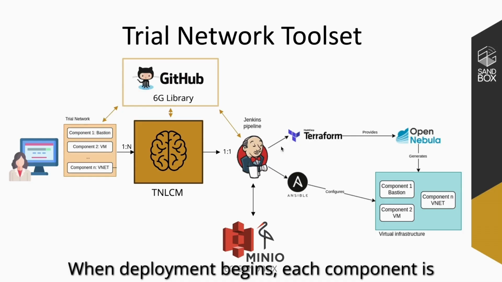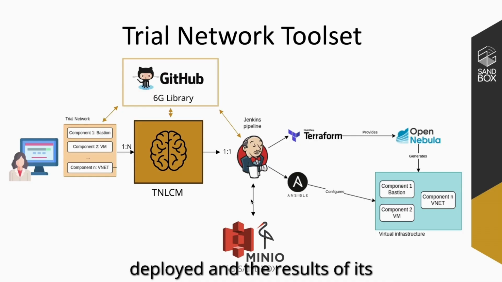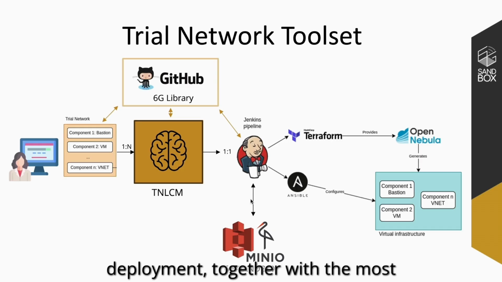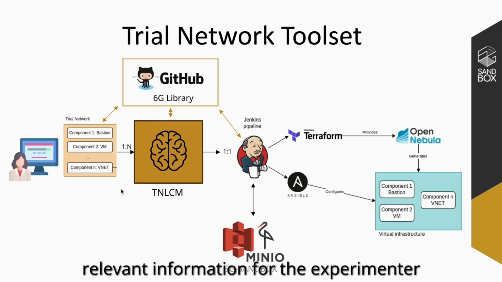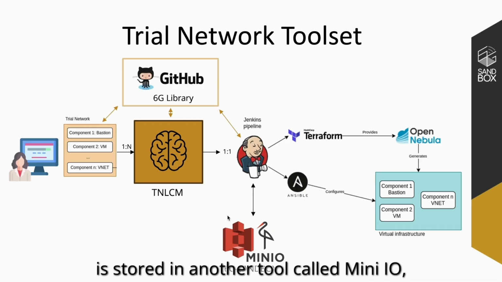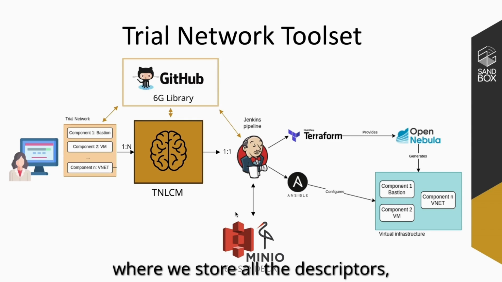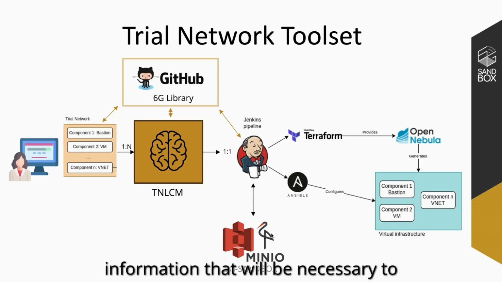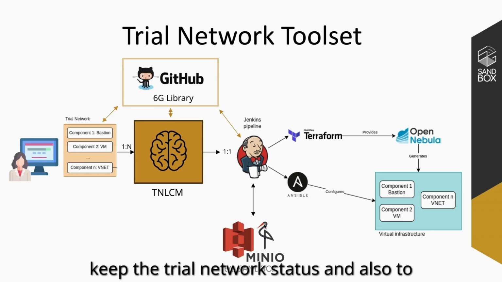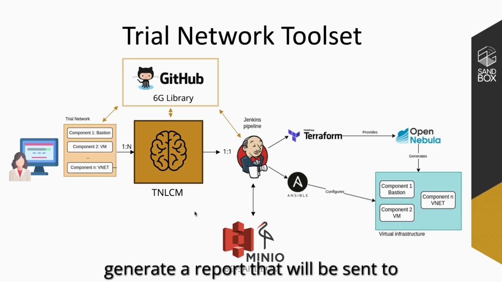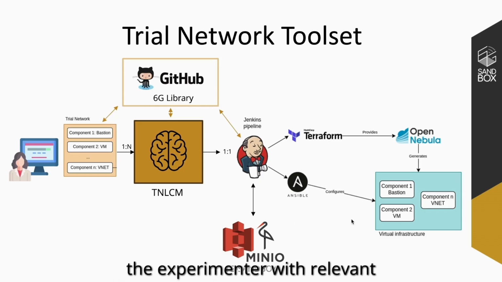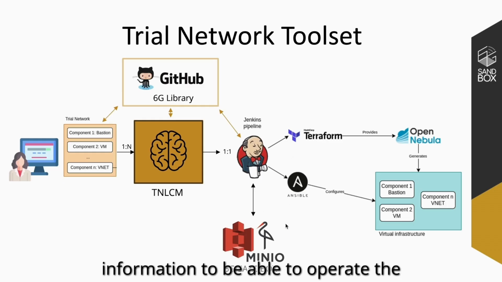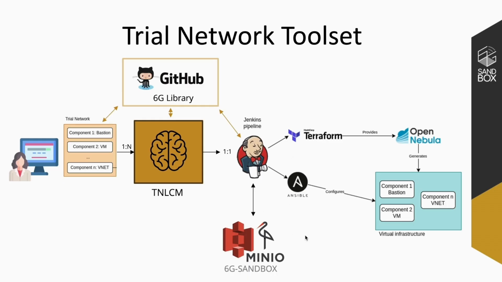When deployment begins, each component is deployed and the results of its deployment, together with the most relevant information for the experimenter, is stored in another tool called MinIO, where we store all the descriptors, manifests and other important information that will be necessary to keep the trial network status, and also to generate a report that will be sent to the experimenter with relevant information to be able to operate the trial network.